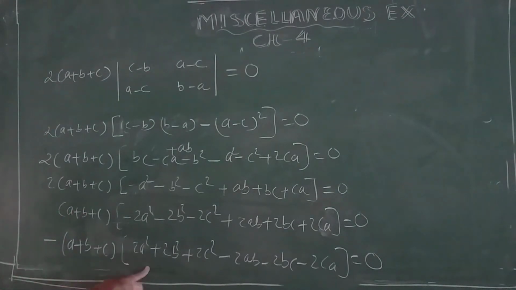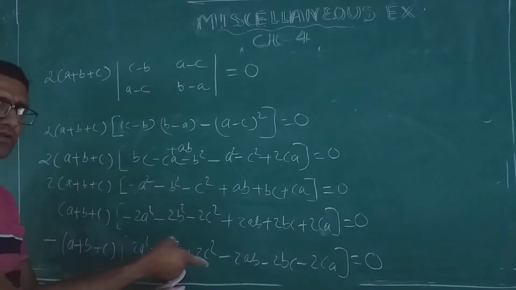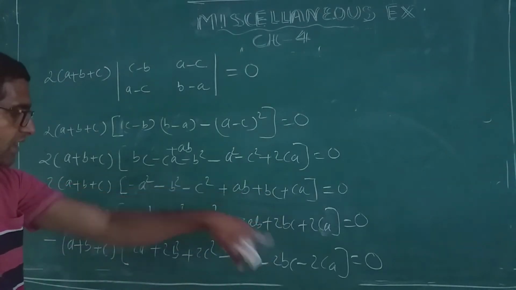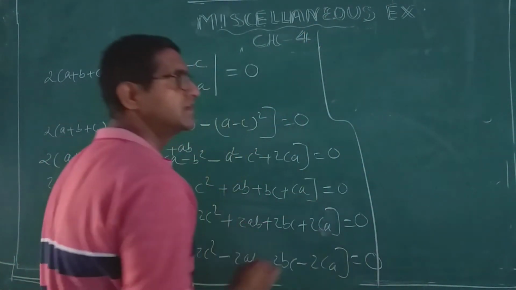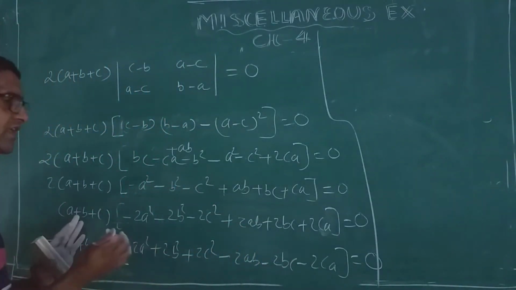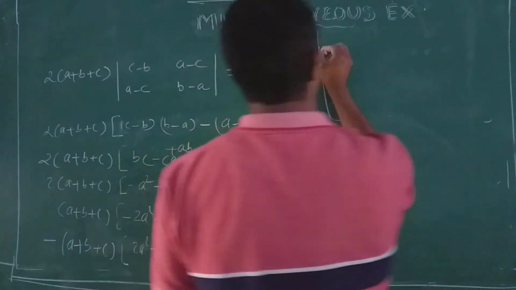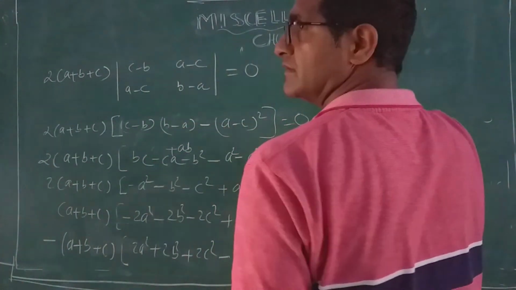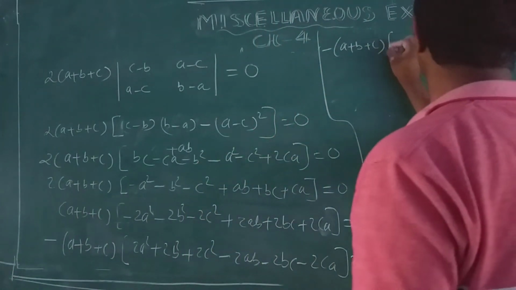You will convert this into the form of (A minus B) whole square, (B minus C) whole square, plus (C minus A) whole square. How will I do this? Please, you may concentrate here. This step is very valuable. Okay. Minus (A plus B plus C). You may write this.